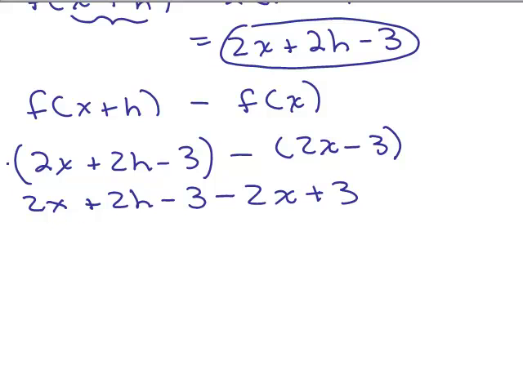All right, so what do we get here? The 2x minus 2x cancels. The negative 3 and the plus 3 cancel. My final answer here is just 2h. So that's what f of x plus h minus f of x equals. Now, if you could do some problems like that, then you're really getting the hang of it.